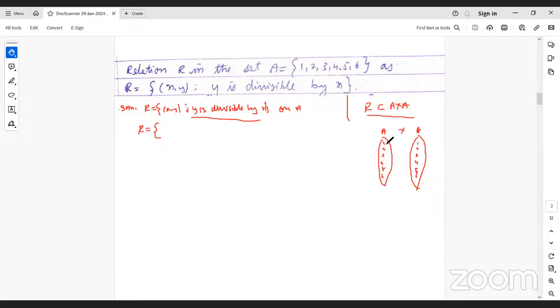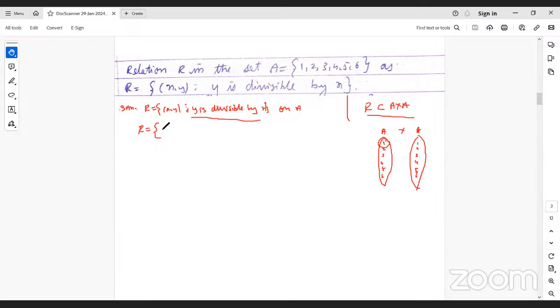Okay. So now see, take the first element. First element, 1, it divides all the elements. The remainder will be equal to 0. So 1 will form the ordered pair with each element. So see, 1 will divide every number. They are divisible.